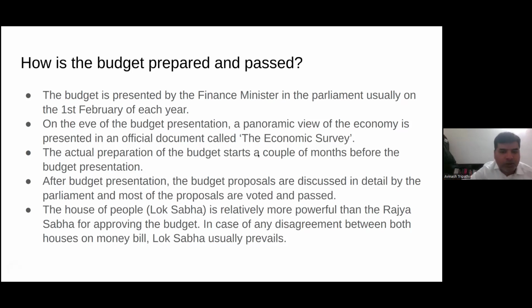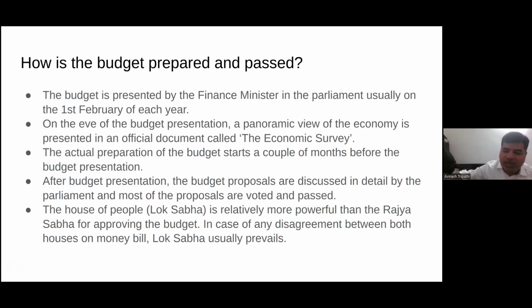Okay, so basically, as I told you, the government of India, the basic unit of administration is something called a department. Okay, so every department comes out with something called a demand for grant. The demand for grant for a particular department is going to tell you how much money we need.